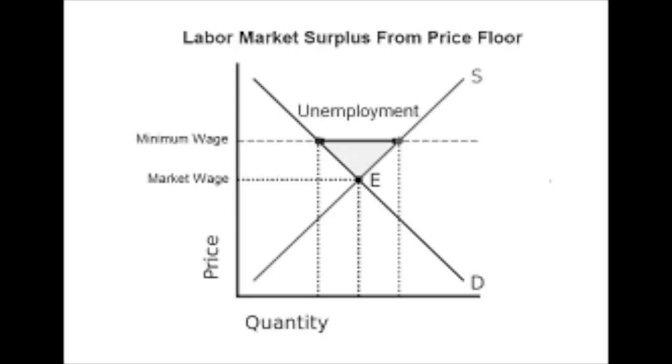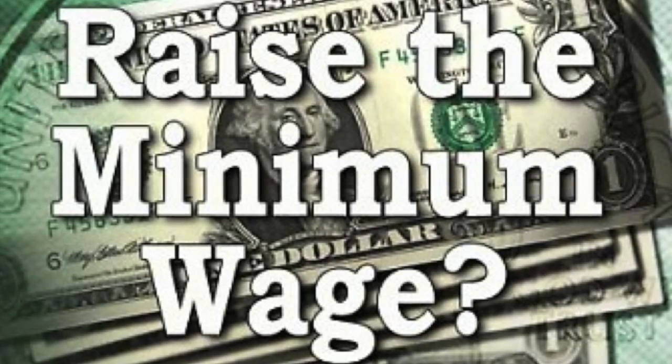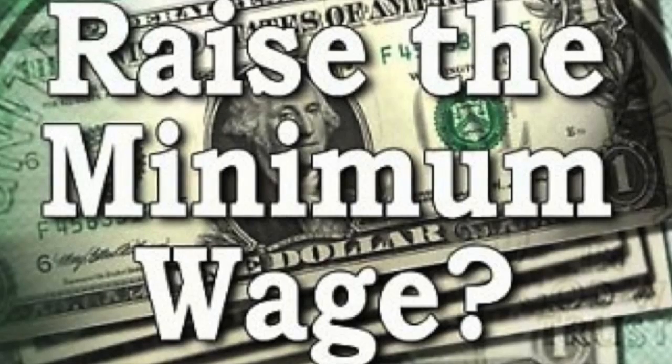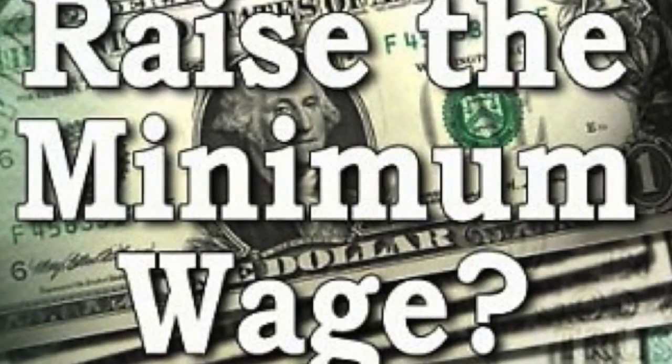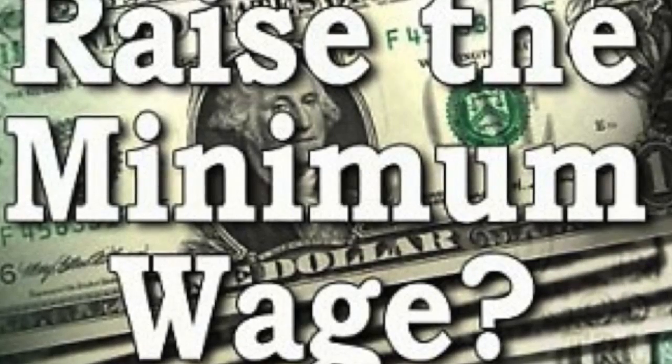All price floors create a surplus, and the minimum wage is an excellent example of the surplus a price floor creates. Now that we've established that a price floor of minimum wage creates a surplus of labor and is always above the equilibrium of a market price, we can examine how the minimum wage affects low-skilled workers.